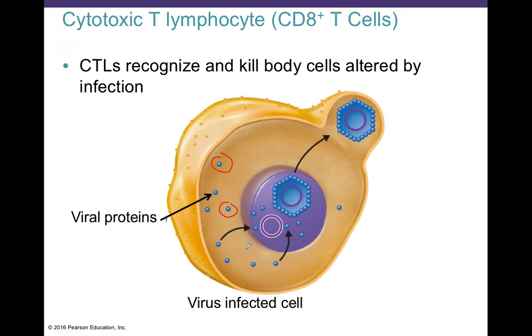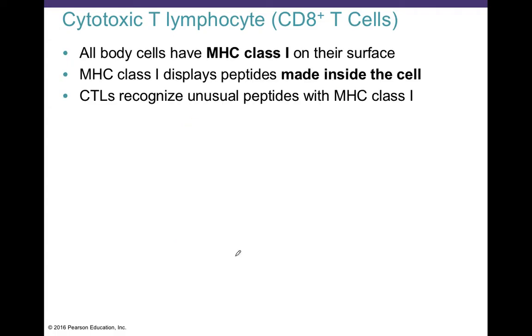So cytotoxic T lymphocytes can recognize that, and once a cell has been taken over by a virus, you can't really get the virus out. And the most effective way to protect the body is to kill the cells that are infected. So let's look at how cytotoxic T cells are able to recognize these virus-infected cells.